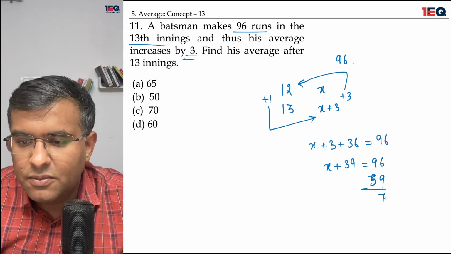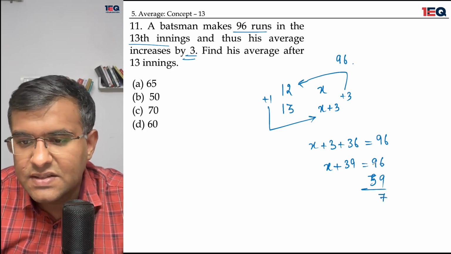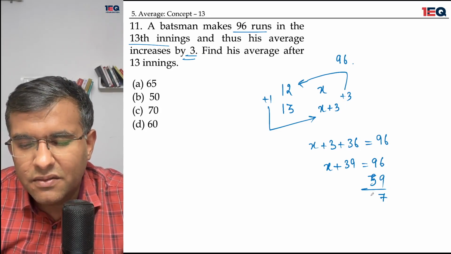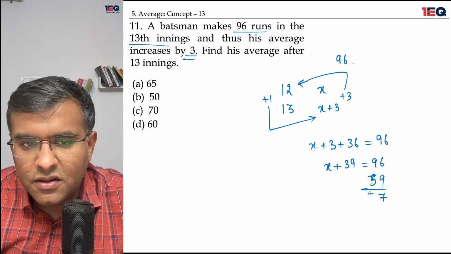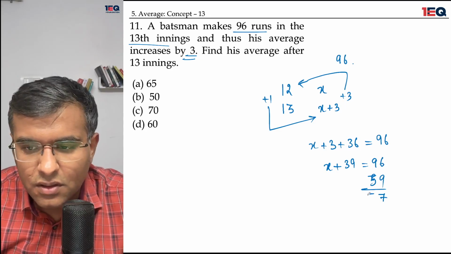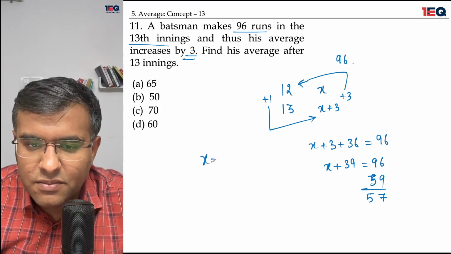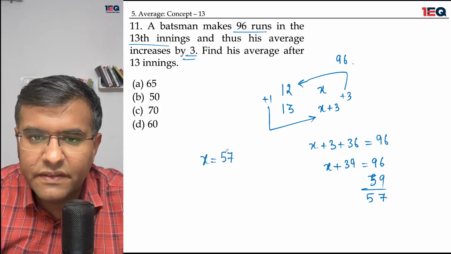When I subtract both of them, I receive the answer as 7, and this is 8. When I have 8 and I subtract it away from 3, I get the value of 57. Yep, 57. So the value of x comes out to be 57.